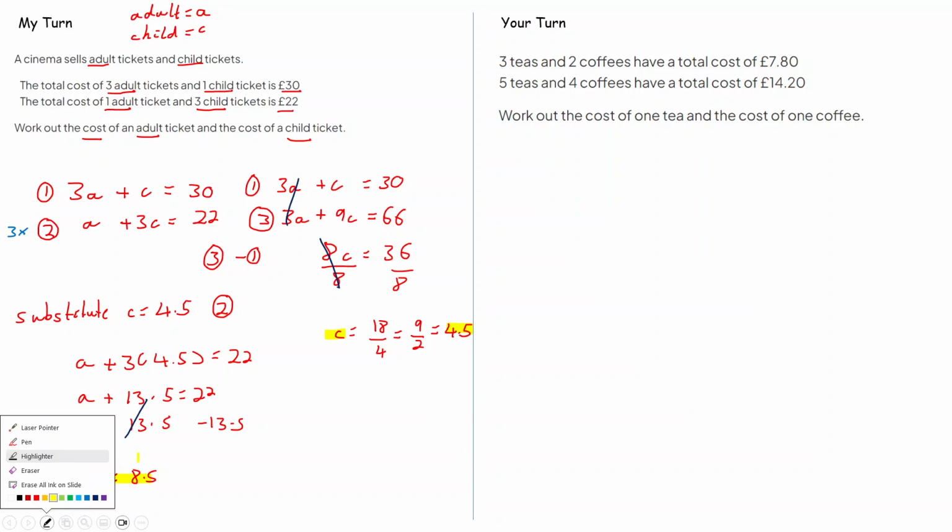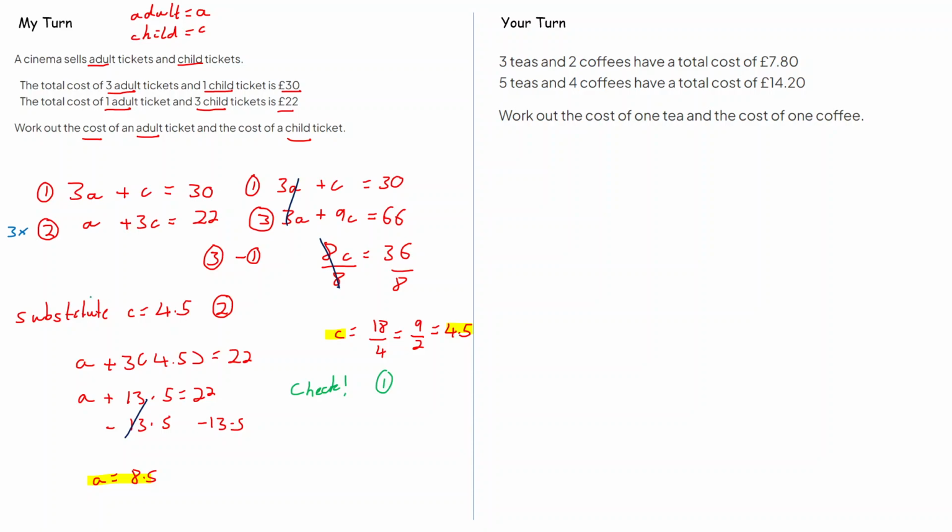Let's check our work first of all. I'm not quite finished yet. I've got to write this in terms of money, so be a little bit careful with that. Let's check our working. So let's put in C is 4.5 and A is 8.5 into any equation. Let's go for equation number 1, because we haven't used that one as of yet.